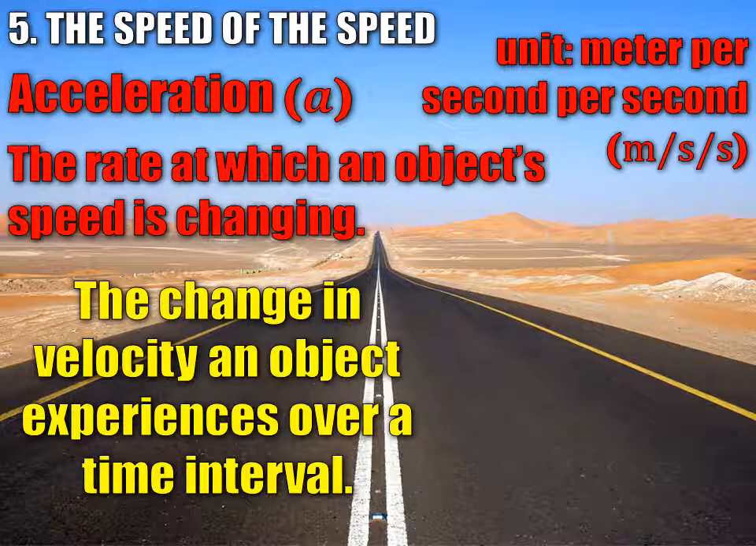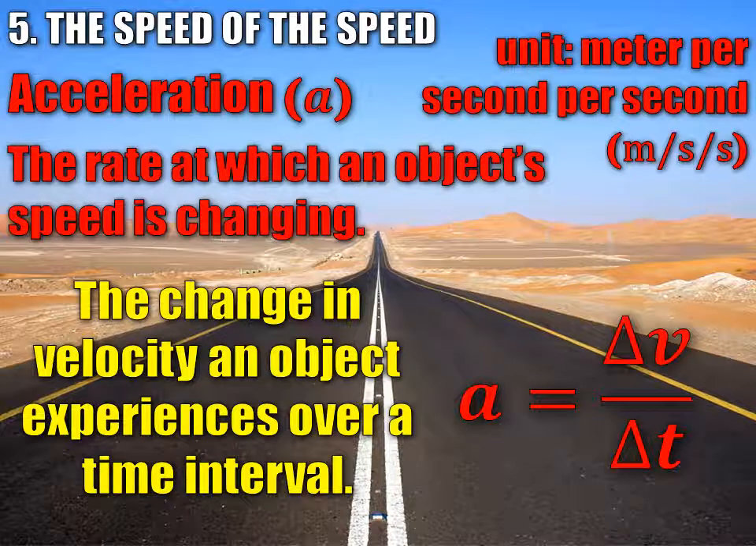So essentially, acceleration is the change in velocity that an object experiences over a certain amount of time. Using this definition of the rate of change of speed, we can define acceleration as delta v over delta t, or say acceleration is the change in speed over the change in time.